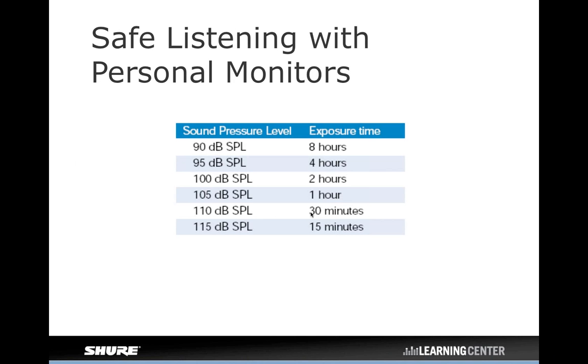So if you have a 2-hour gig, you probably want to keep that down to 100 dB SPL, right? Now, unfortunately, these devices don't have a little meter on them that says, I'm at 100 dB SPL. You won't know that by looking at it. The only way to really determine that is to have little measurement microphones in your ear canal while you're using these in-ear monitors that can report that back to you.